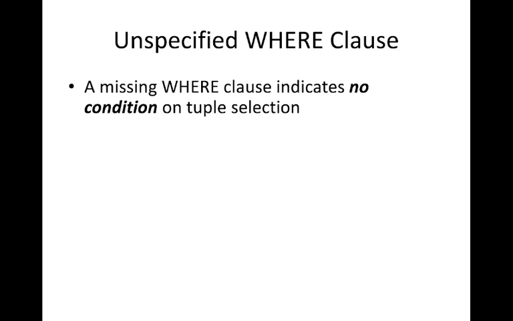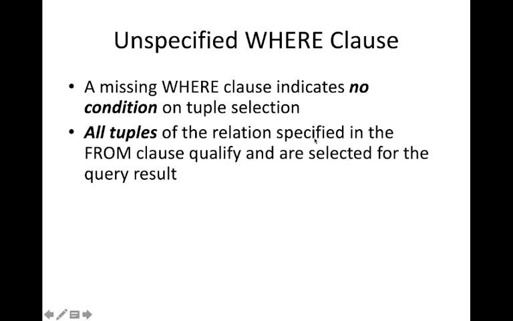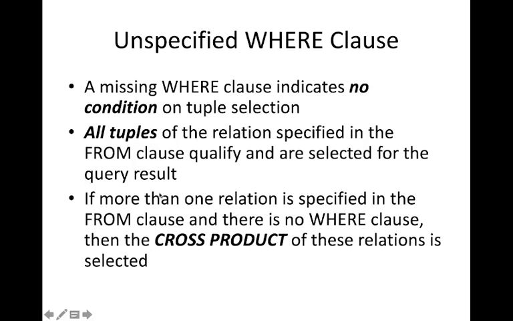So everything will be found. Every row or every tuple will be returned if there is nothing. All tuples of the relation specified in the from clause qualify and are selected for the query results. So if you are not specifying anything in the where clause, then all the rows will be displayed as output. If more than one relation is specified in the from clause and there is no where clause, then we get the cross product of these.